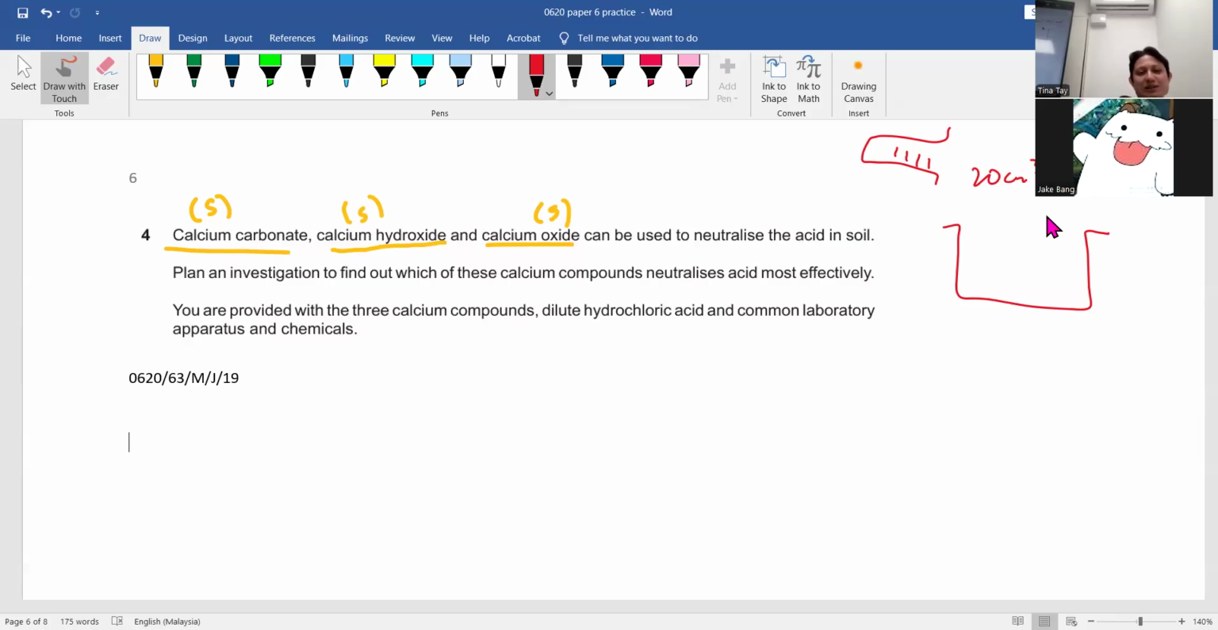Okay, yeah, I know the question tells you. But if the question didn't tell you, why can't you use sulfuric acid? Think, don't tell me you don't know. Think. There's no sulfuric acid in the soil. No, there's also no hydrochloric acid in soil. I don't know. Think.